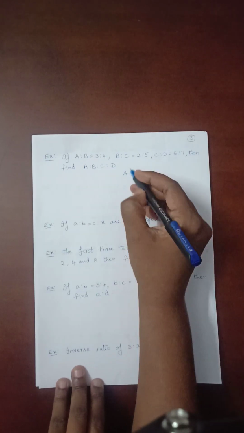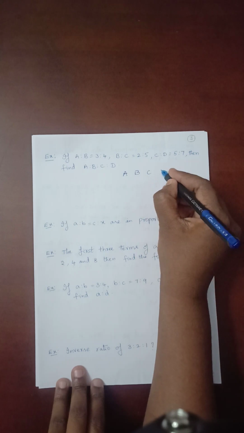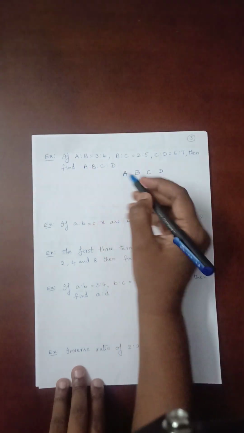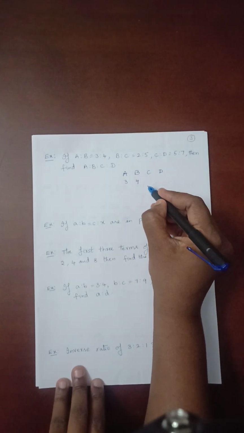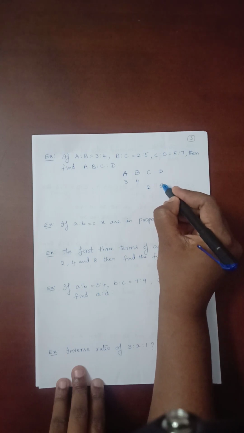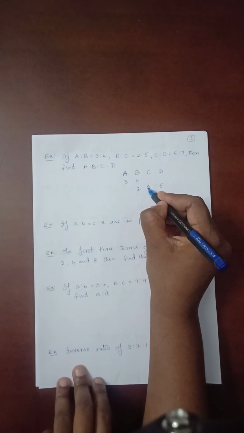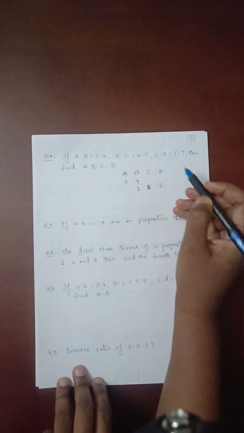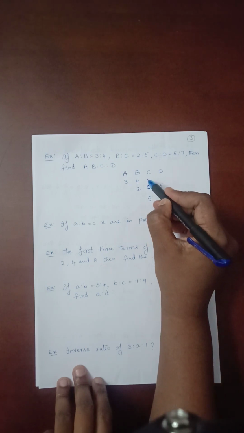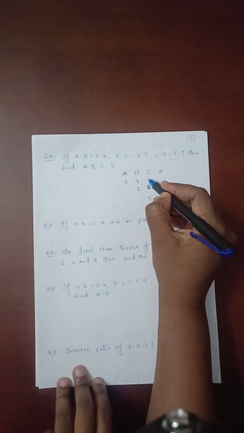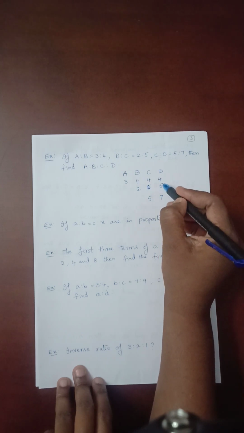A, B, C, D first. What is A is to B? 3 is to 4. What is B is to C? 2 is to 5. What is C is to D? 5 is to 7. So here some empty space is there. So we write the beside number 4 here. Here also 4. Here also empty space D is there.